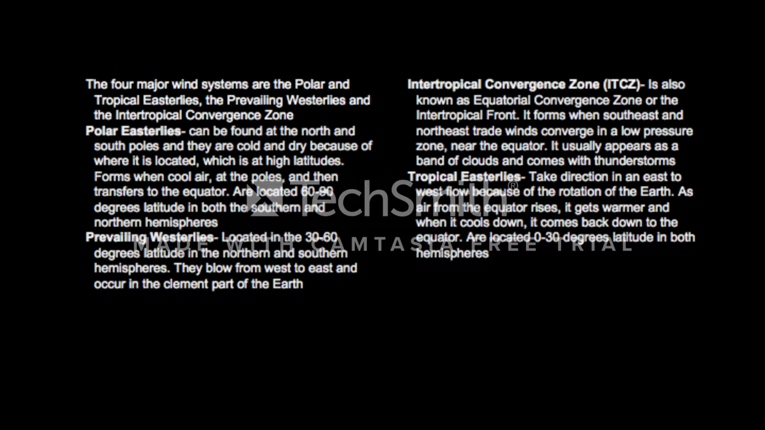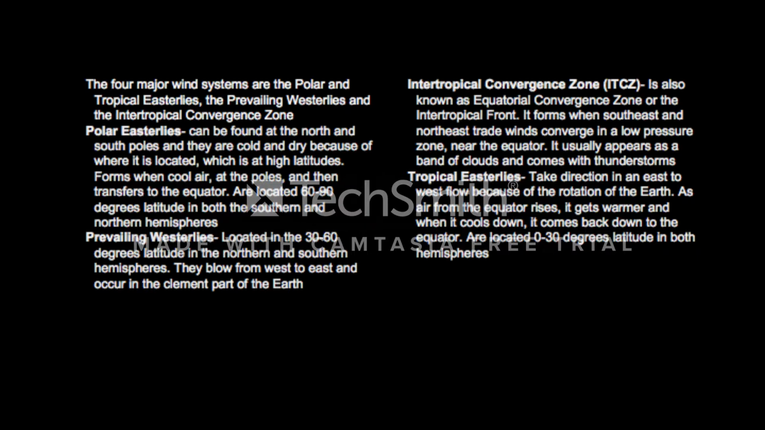Tropical easterlies. They take direction in an east to west flow because of the rotation of the earth. As air from the equator rises, it gets warmer, and when it cools back down, it comes back down to the equator. They are located 0 to 30 degrees latitude in both hemispheres.